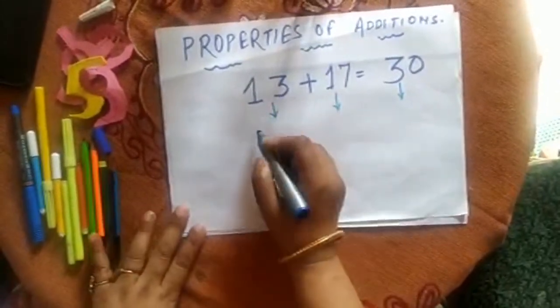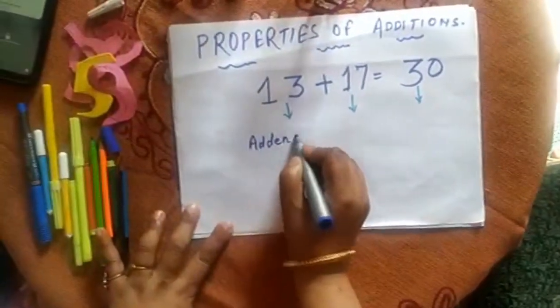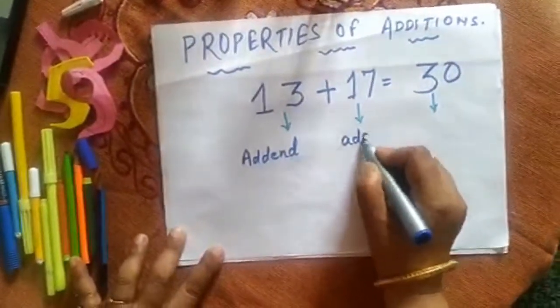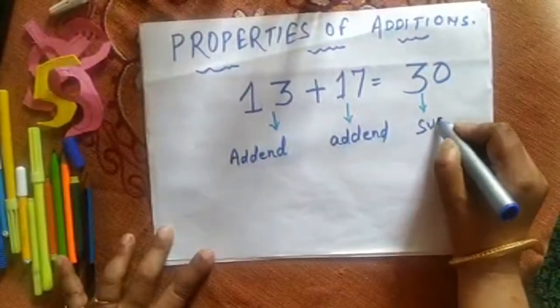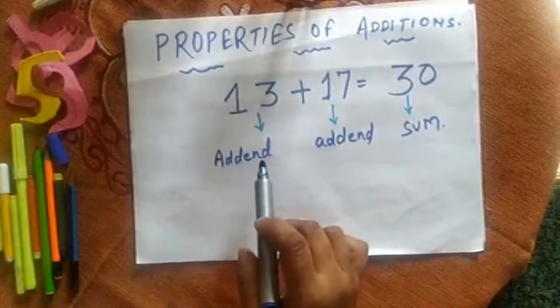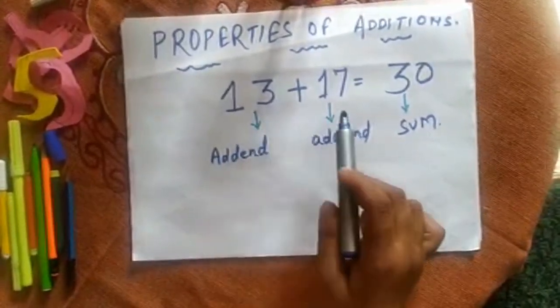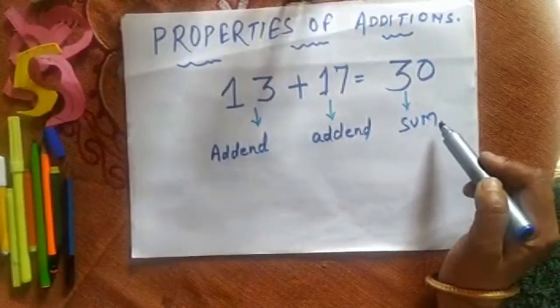Here the first part is the addend, and this is also an addend, and this is the sum. So what is the addend? The numbers which are added together. The addends are the numbers which are added together, and the sum is the answer.